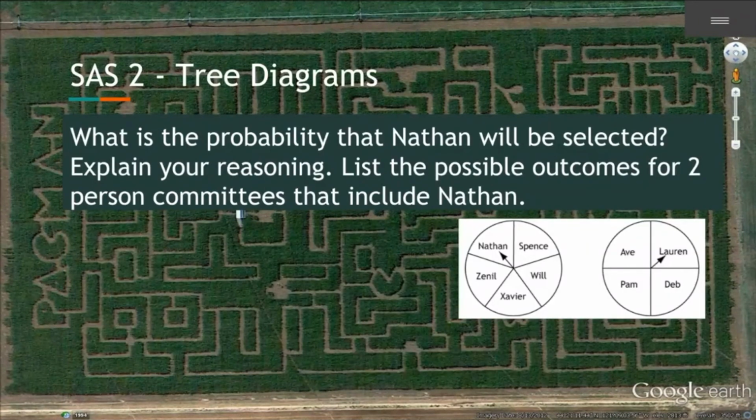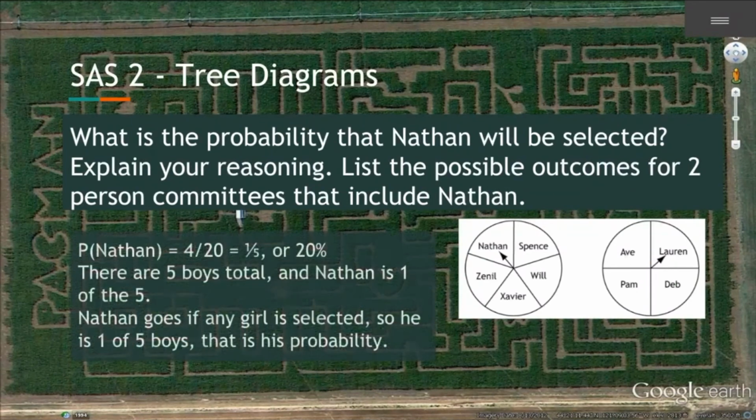All right, what is the probability that Nathan will be selected? Explain your reasoning and list the possible outcomes for 2-person committees that include Nathan. Well, it's easy to see that Nathan is 1 of 5, okay? Or 20%. We say 4 of 20 because it's 1 of 5 times 4. 1 times 4 over 4 times 5, which is 20. So 1 of 5. There are 5 boys total, and Nathan is 1 of the 5. Nathan goes if any girl is selected, so he is 1 of 5 boys, and that is his probability.